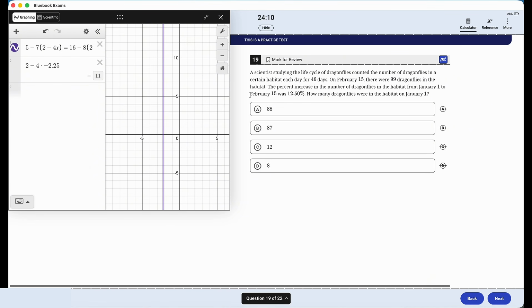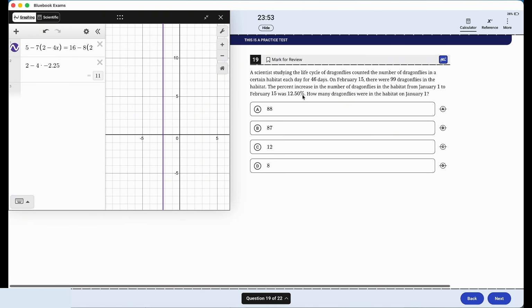So we know kind of how many dragonflies we have at the end. And they know that it increased by 12.5%. A lot of people are mistakenly going to believe that if you do the opposite, you'll get the original. And that's not how percents work, right? So if you had a 10% increase, you can't do a 10% decrease to find the other value. It just doesn't work with percents.